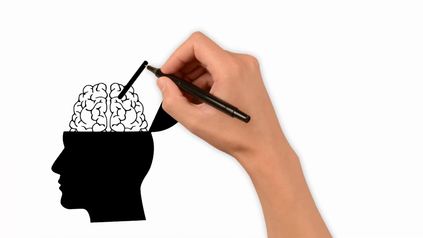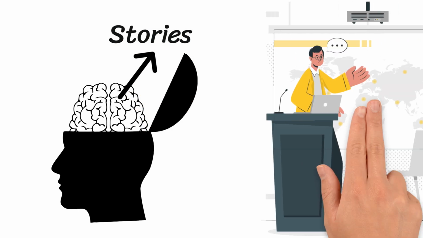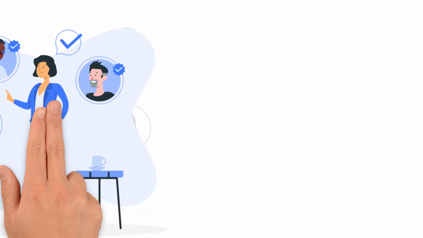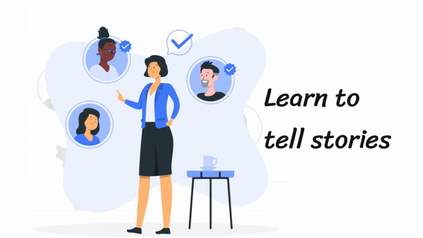Second, appeal to the emotional side of your audience with stories. Nothing connects to the emotional side of your audience better than stories. If you want to be an influencer, you need to learn to be a good storyteller.